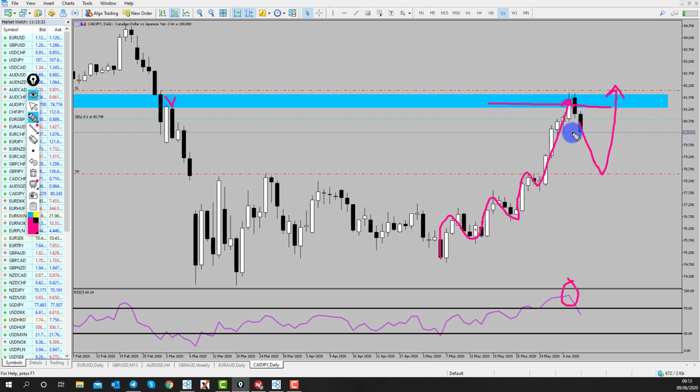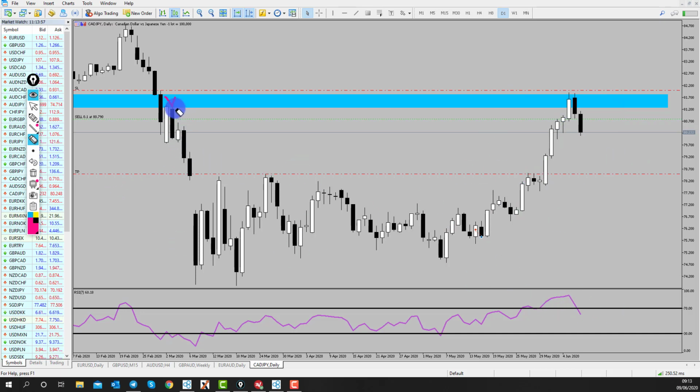What I'm looking for is price to retest previous structure highs for the potential trend to continue, and we can see this level here has been supported and found resistance in the past. So I'm looking for the market to drop back down into this area, find some support, and then potentially move back to the upside. So that's trading the reversal here on CAD Yen.